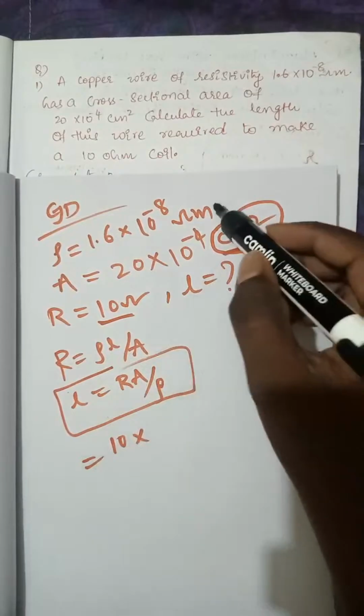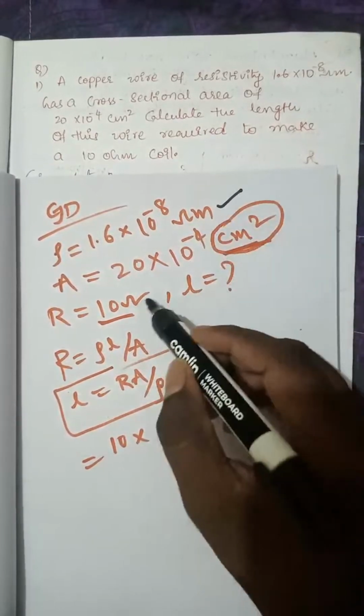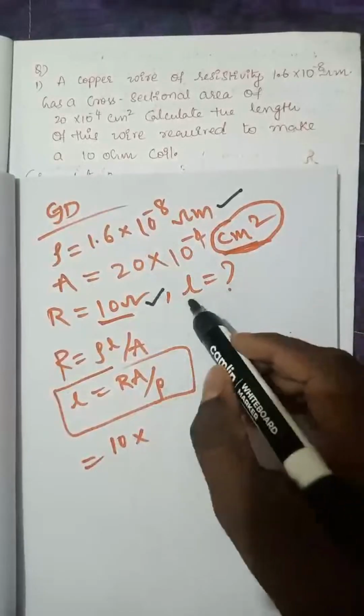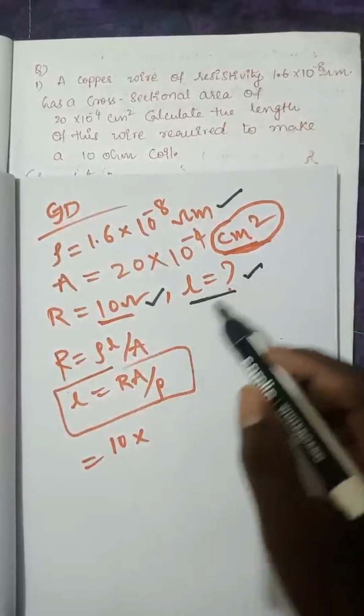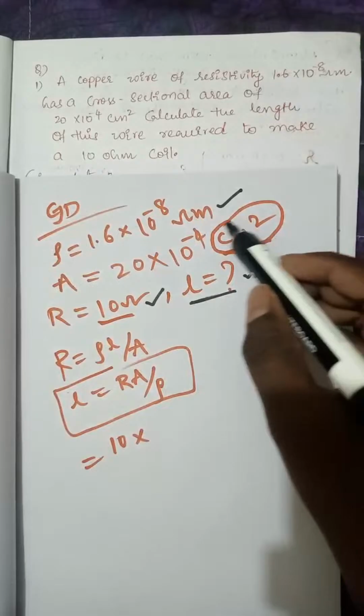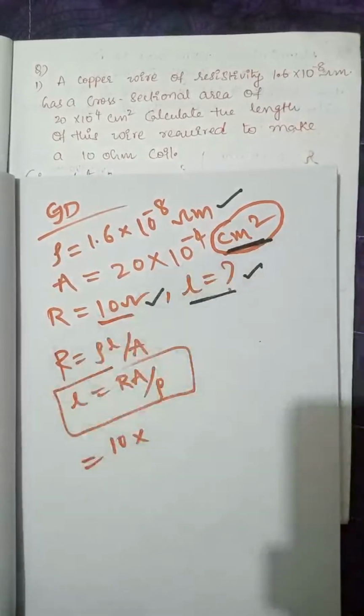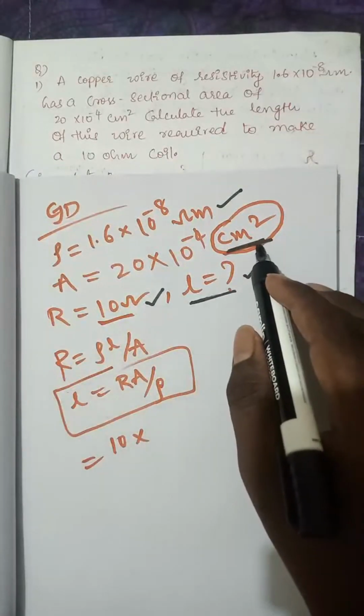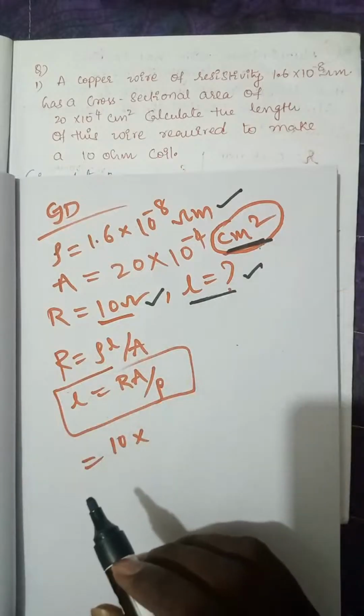Here, see, here SI unit. Here also SI unit. But anyway, we are finding it will be in SI units only. But here you can check, they are given in centimeter square. So you must convert into meter square.